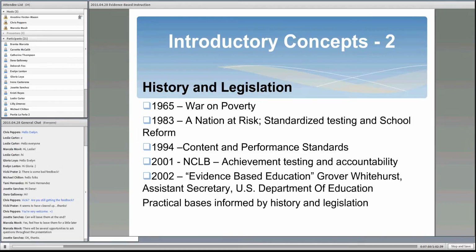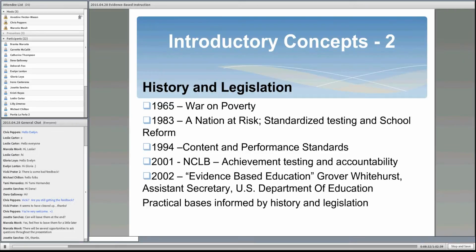You may remember the Improving America's Schools Act of 1994, IASA, which required all states to have content and performance standards. And then in 2001, we had NCLB, with a focus on achievement testing and accountability. There were dramatic changes to the reauthorization of the Elementary and Secondary Education Act. And it marked greater power in assessment. The focus became assessment and accountability.